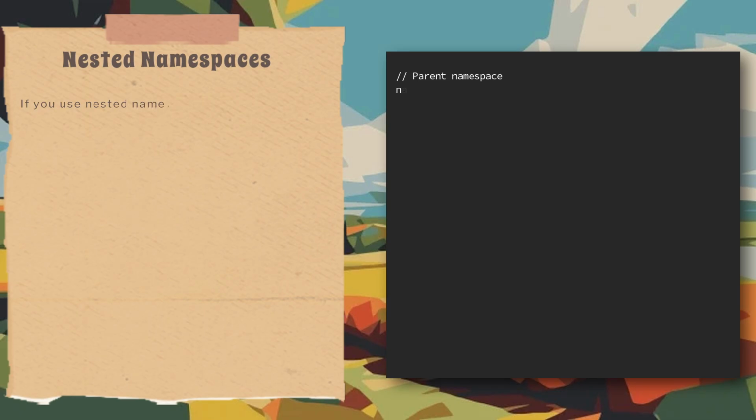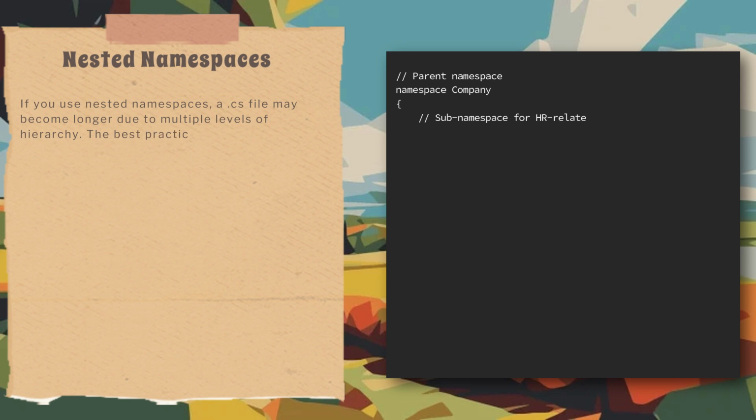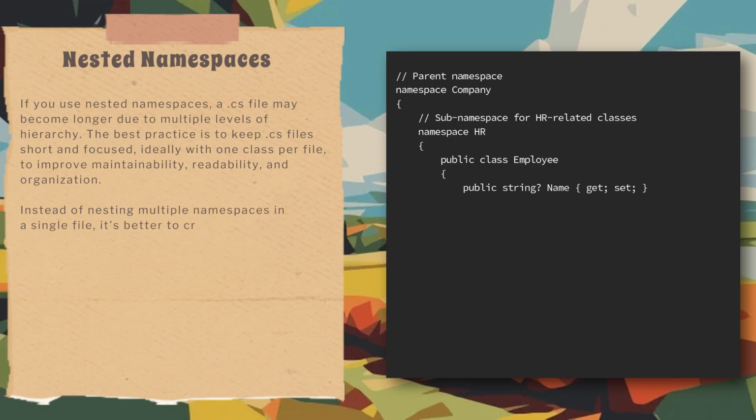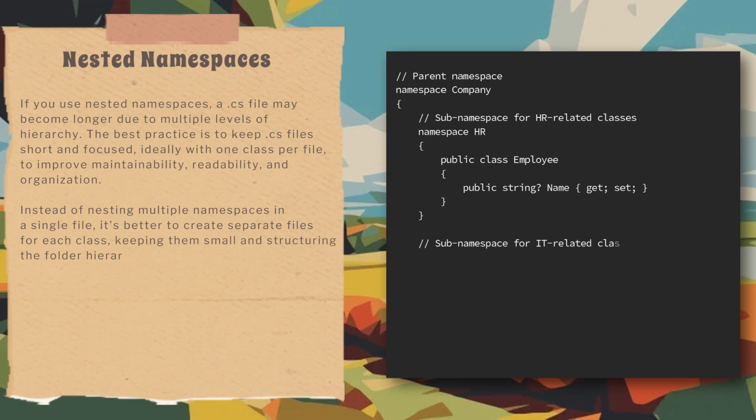If you use nested namespaces, a .cs file may become longer due to multiple levels of hierarchy. The best practice is to keep .cs files short and focused, ideally with one class per file, to improve maintainability, readability, and organization. Instead of nesting multiple namespaces in a single file, it's better to create separate files for each class, keeping them small and structuring the folder hierarchy to reflect namespaces.